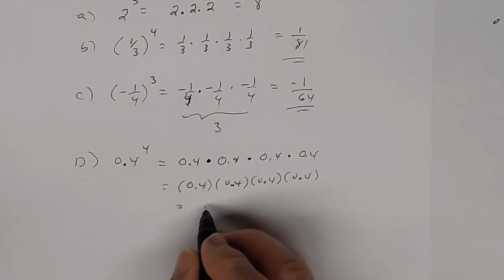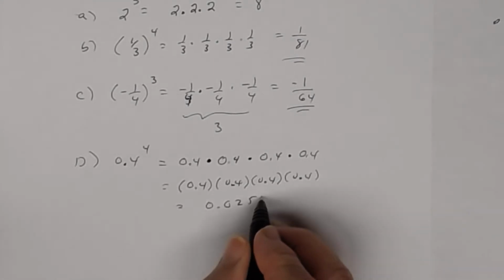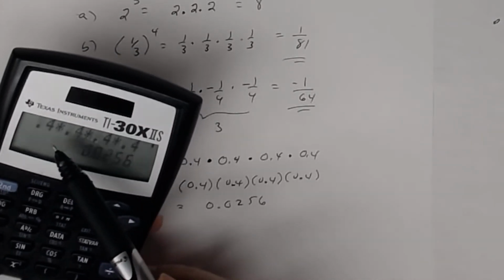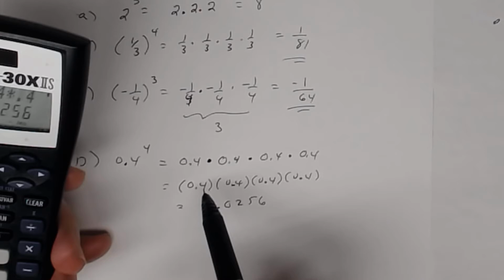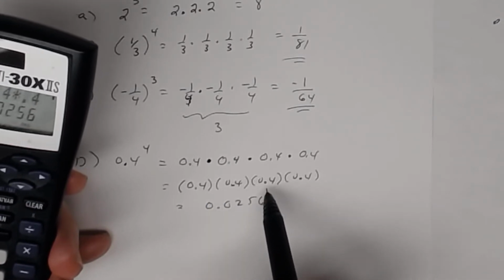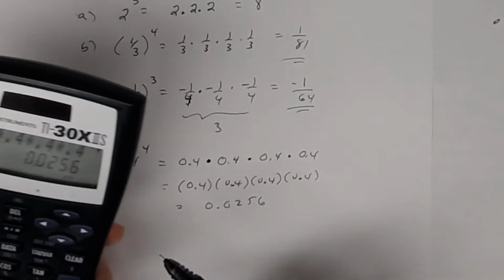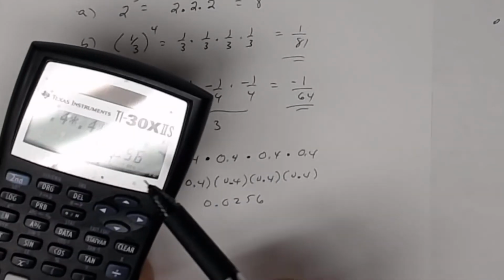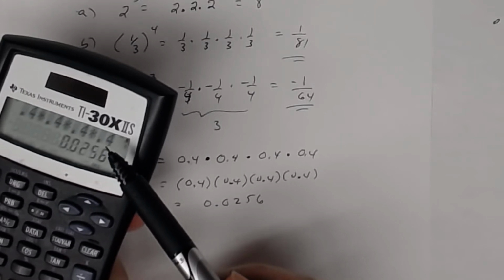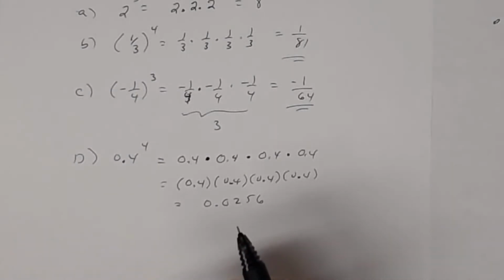It's going to be 0.0256. And all I did was I used a calculator, because doing this by hand, 0.4 times 0.4 is 0.16. Then you have to do that times 0.4 and continue on. So for time purposes, I just used a calculator. 0.4 times itself 4 times. Okay? All right. So that's it.